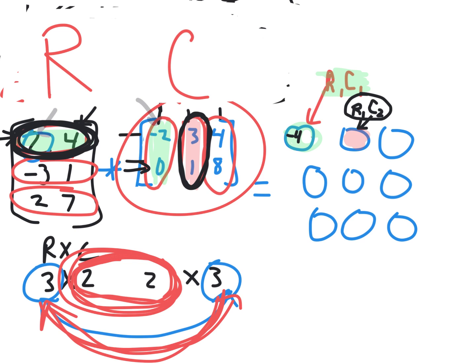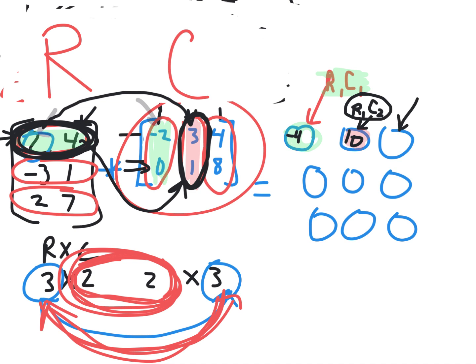Okay. The 2 times the 3 and the 4 times the 1. So 2 times 3 is 6. 4 times 1 is 4. I got a 6 and a 4. What do you think I should do with them? 10. Yeah, I'm going to get 10. All right. Got that written down yet? Good. Stay caught up. Next one.